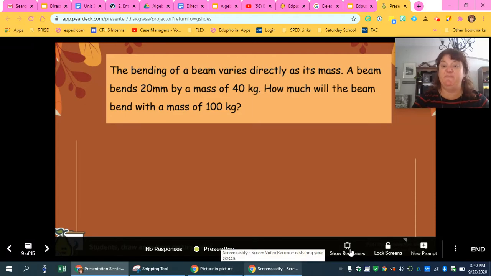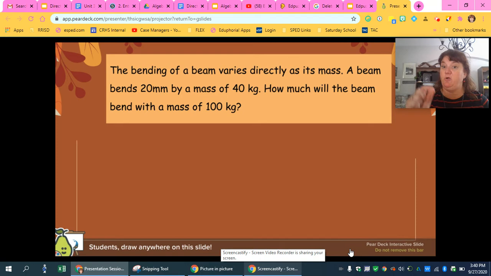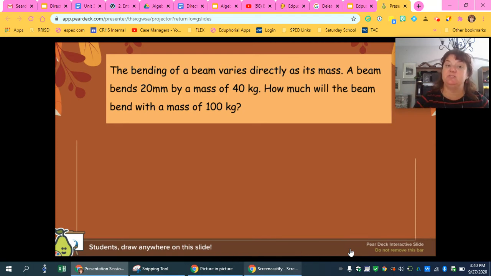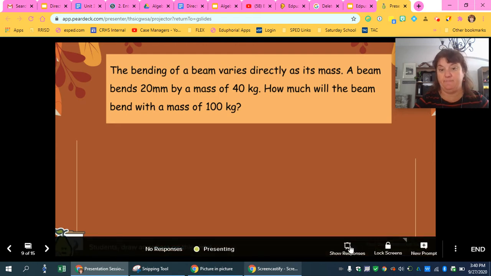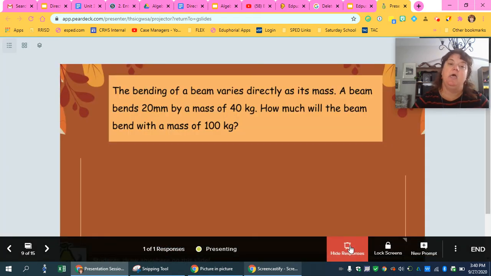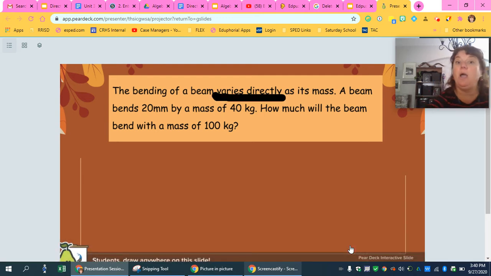The bending of a beam varies directly, there's our key word, as its mass. A beam bends 20 millimeters by a mass of 40 kilograms. How much will the beam bend with a mass of 100 kilograms? Okay, so let's take a look at this. First, we look at that words, varies directly. What comes after the varies directly?